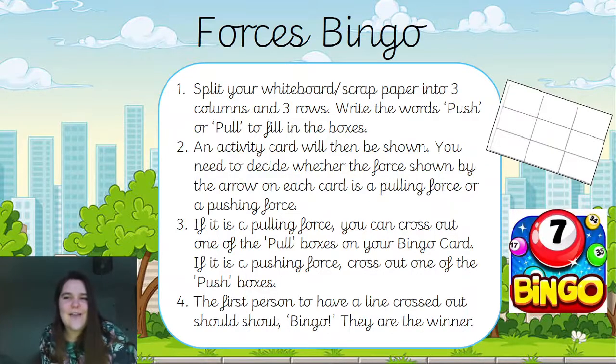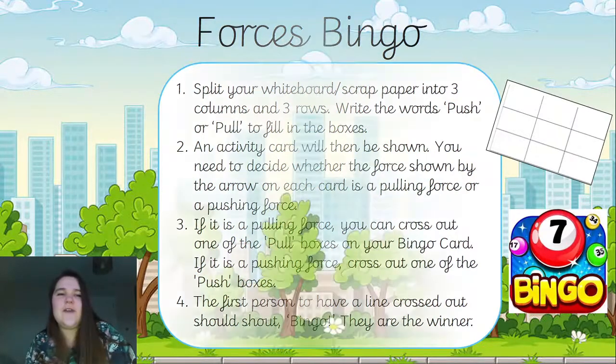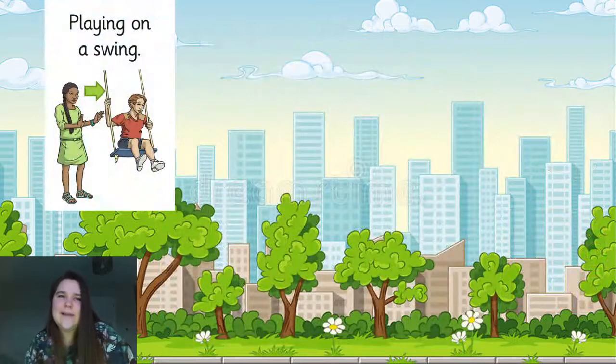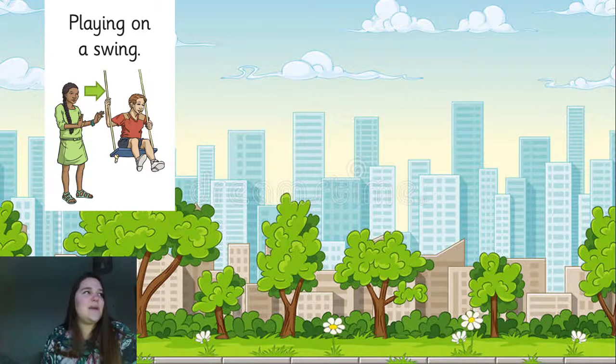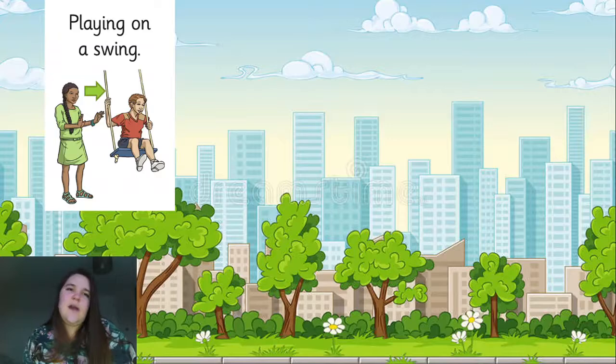Okay, are we all ready? We're all ready and set? Ready for our game of bingo? Let's get it started. So the first one is going to be playing on the swing. Now notice what that green arrow is doing. Is that a push or pull? It'd be nice not having to tell you, so I'm going to keep my lips sealed. Okay, ready for the next one?